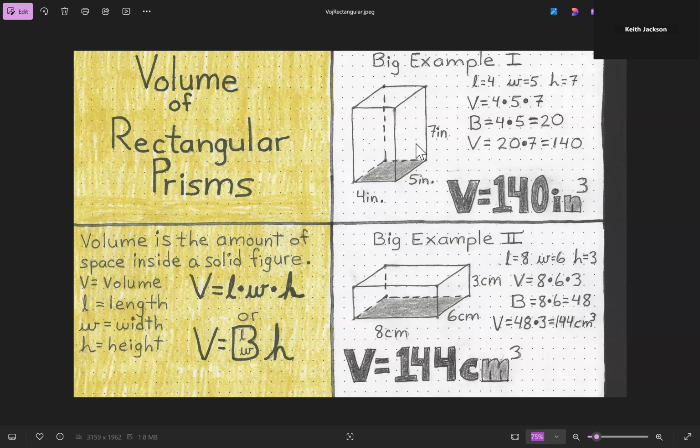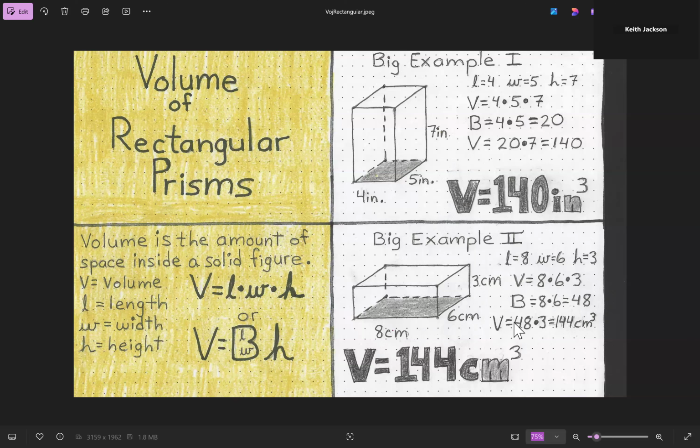Let's move on to Example 2 and apply our formula to this particular rectangular prism that has a length of 8 centimeters, a width of 6 centimeters, and a height of 3 centimeters. So what we're going to do right here, we know that volume is equal to 8 times 6 times 3, keeping in mind that big B, which is length times width, which will be 8 times 6, will give us 48. And we're going to bring that 48 down here to multiply it by the height.